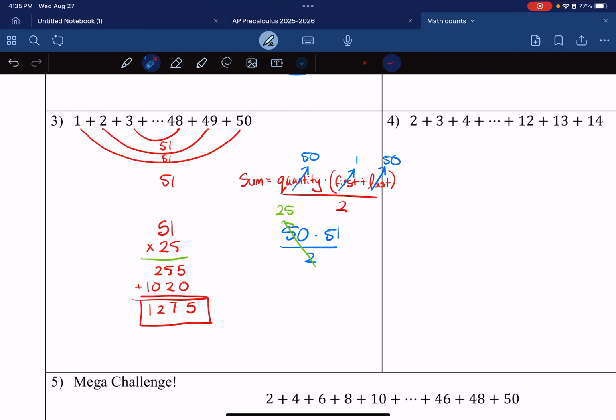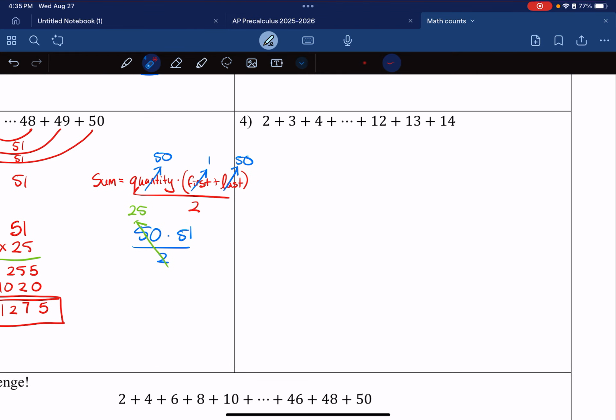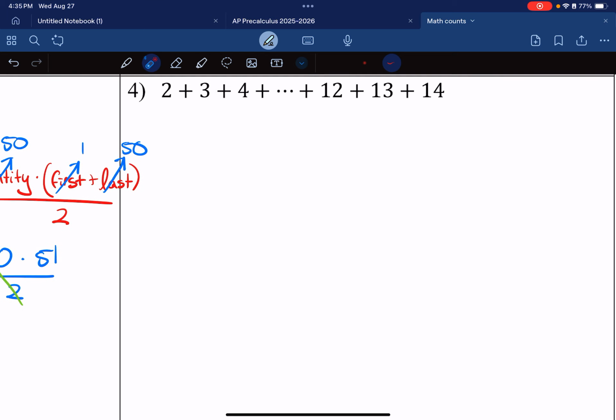All right, in number 4, we get a bit weird. So I really like using the formula, relying on the formula, but you can use logic too. Let's do it both ways. I'm going to first start with logic.